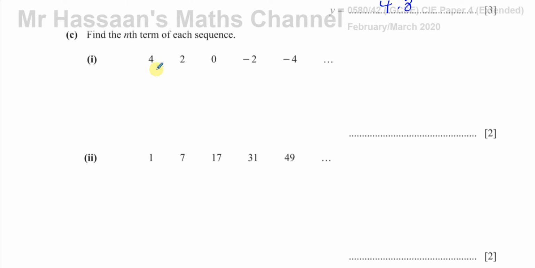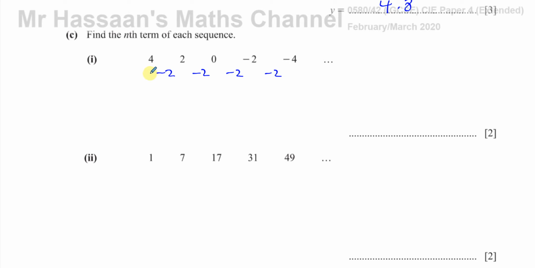So what we have to first determine here is how the numbers are changing from one to the other. If we see the difference between the terms, if I want to go from 4 to 2, I have to take away 2. So it's subtract 2. From 2 to 0, again, I have to subtract 2. From 0 to -2, I have to subtract 2. And from -2 to -4, I have to also subtract 2. So each time you have to subtract the same number.